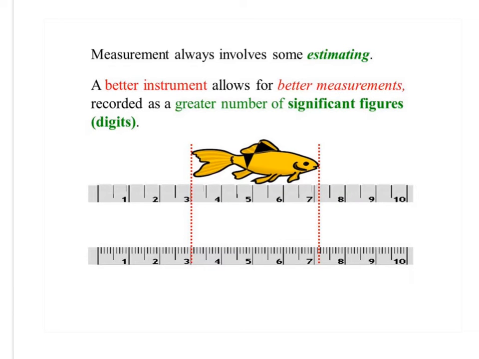So measurement in science always involves some sort of estimating, and a better instrument or tool will allow for a better measurement because you're able to record a greater number of significant figures. So if we're trying to measure this fish, which ruler is going to be a better instrument to allow for a greater number of significant digits or known values?